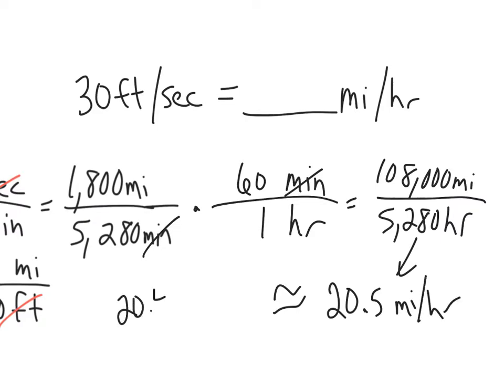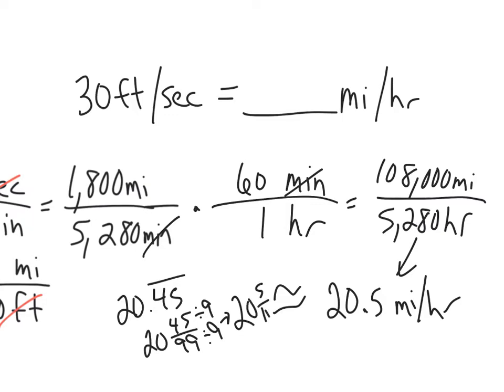The 4 and 5 keep repeating, so it'd be 45/99, which is 20 and 5/11 if you wanted an exact answer, but we'll just say nearest tenth, so 20.5 miles per hour.